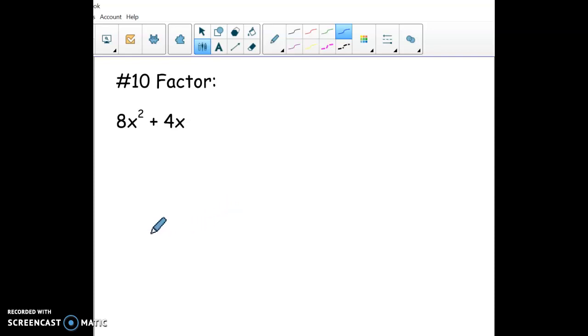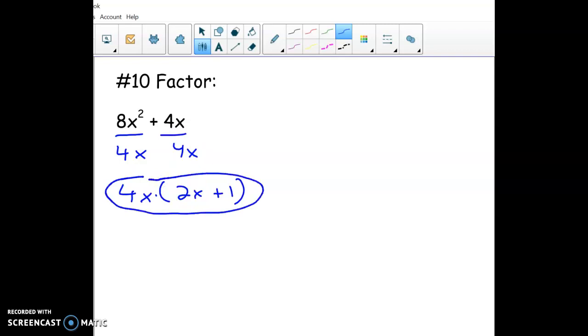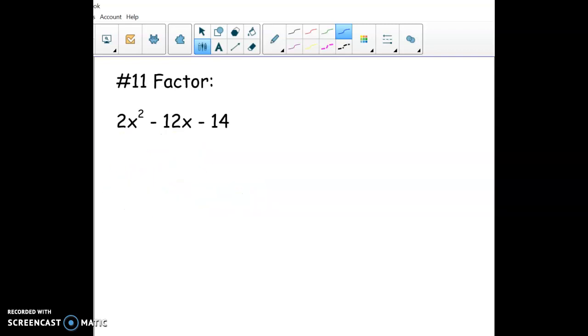All right, pause, give it a shot. Okay, this looks like another GCF one. I don't know why I put so many in a row, but anyways, we can pull out a 4 and an x, and that would leave us with a 2x plus 1. And I think that's it. This doesn't factor any further, so boom, we're done. Okay, again, give it a shot before continuing.